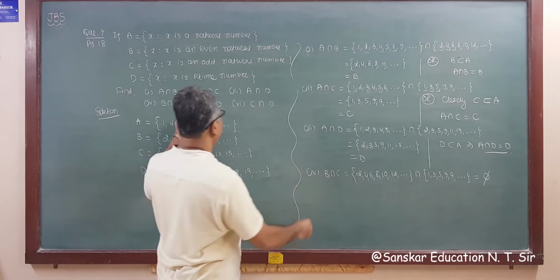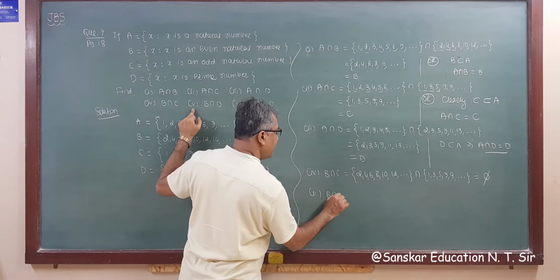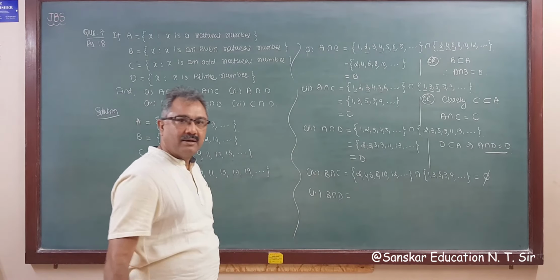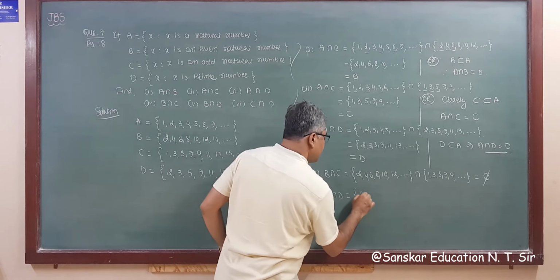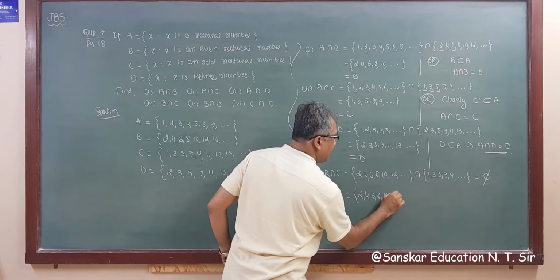Then the fifth question is B intersection D. So the fifth question is B intersection D. Now B is the even natural numbers. So this is 2, 4, 6, 8, 10, 12.